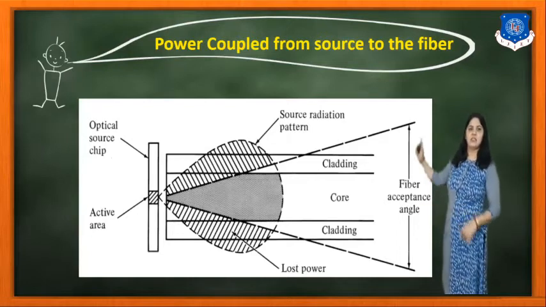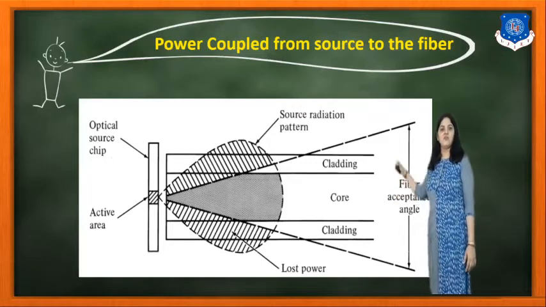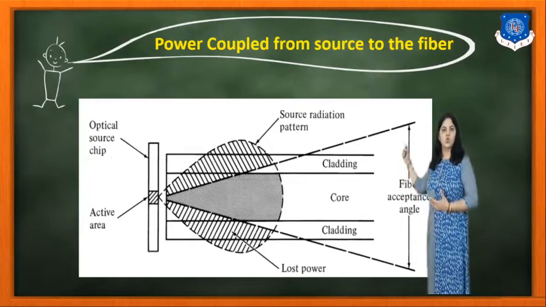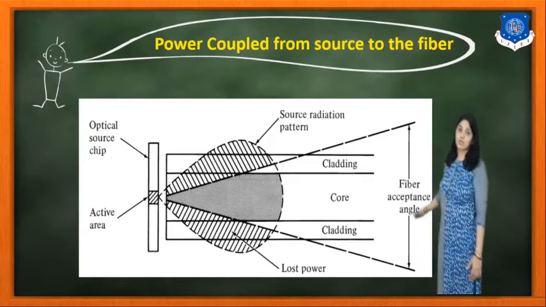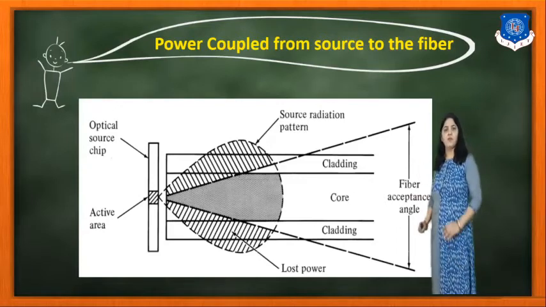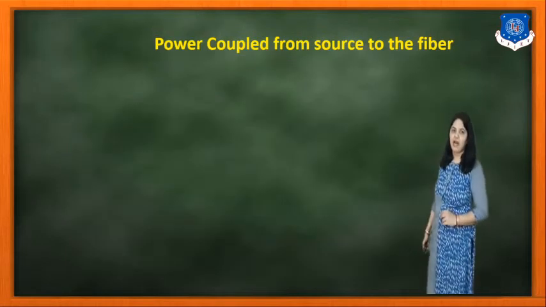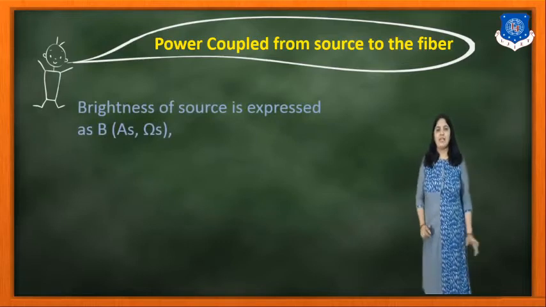Here, as you can see, the optical source strip is there, the active area you can see, and there is a radiation pattern. Onto that, the fiber is also drawn, the core and the cladding. Now the maximum power is from the core, and we can see the source radiation pattern and the fiber acceptance angle. Whatever power goes out of the cladding is a loss of power. So this way we have seen how the power can be coupled from the source to the fiber.